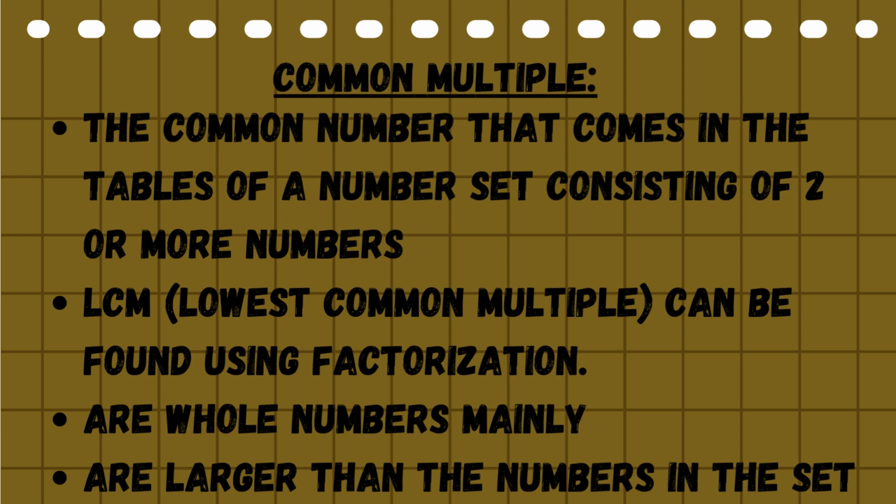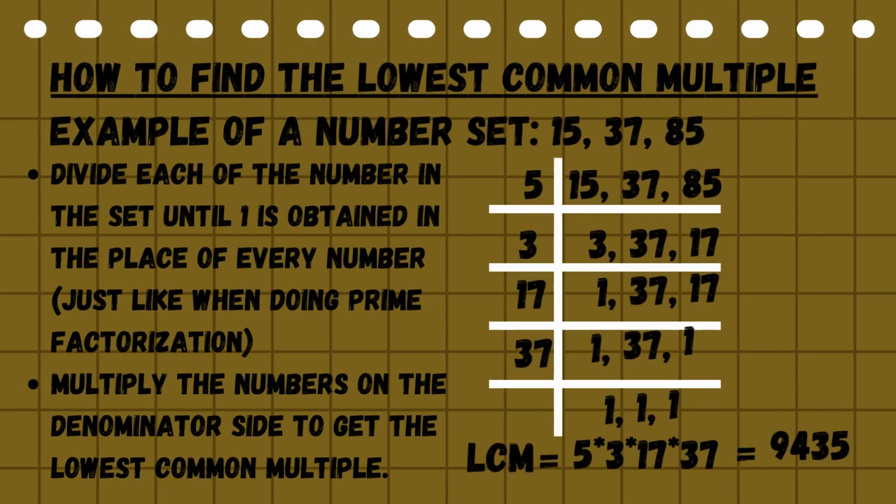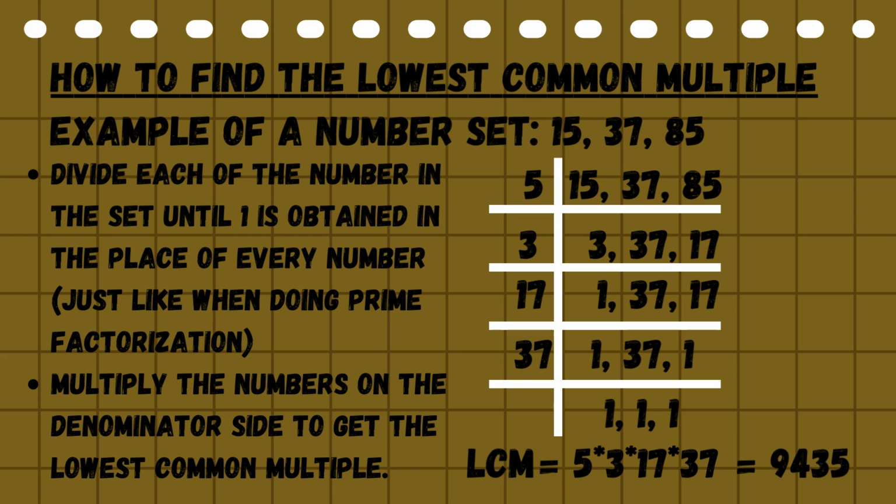Let's learn how to find the lowest common multiple for a set of numbers. In this example, our set of numbers contains 15, 37, and 85. We will factorize these numbers until we obtain ones in the place of the original numbers. After that, we multiply all the numbers on the denominator side to get the LCM.